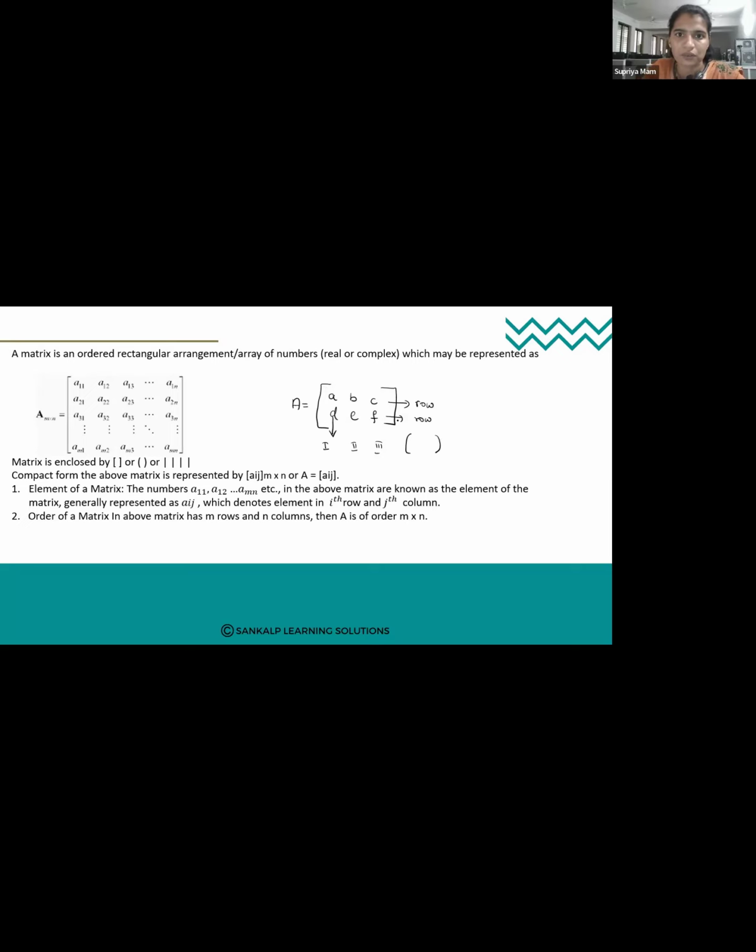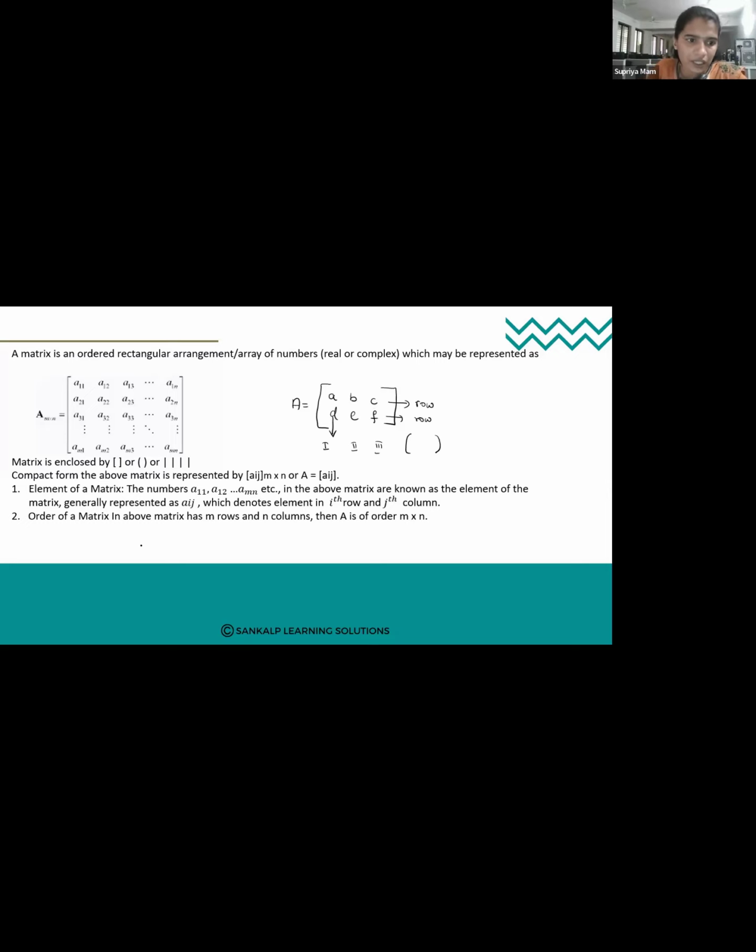Next, when I consider this example, here there are two rows and three columns. A is first row, first column entry. B, first row, second column entry. C, first row, third column entry. Whereas D, second row, first column entry. E, second row, second column entry. F, second row, third column entry.